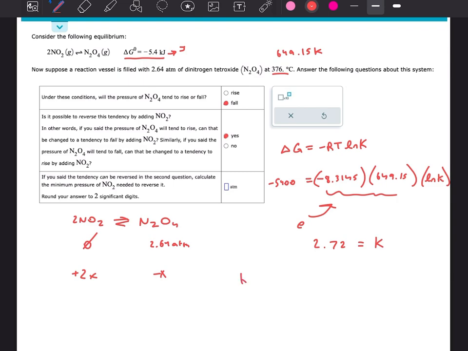And now our K, if we remember how to write the equilibrium constants, would be our products over the reactants along with their coefficients as the power. So we have the pressure of N2O4 over the pressure of NO2, which would be squared. And we were just told that 2.72 is our K, meaning it's equal to that. And we were given one of these pressures. We were given the N2O4. So we're going to have a numerator of 2.64, right, over that value squared. And now, just basic algebra, we're going to solve for x.